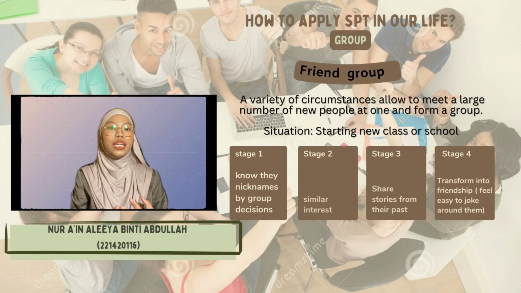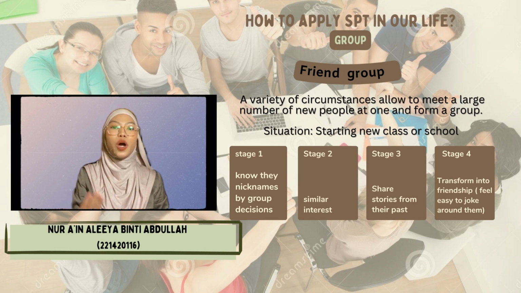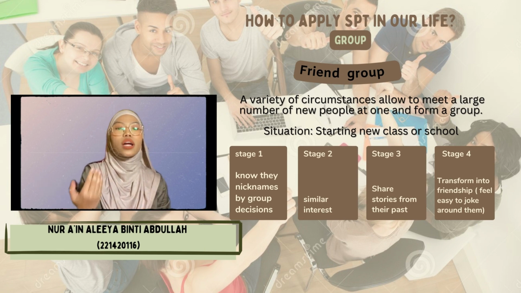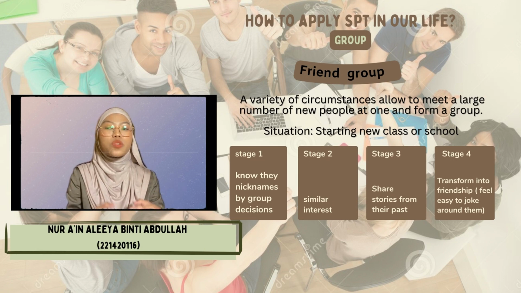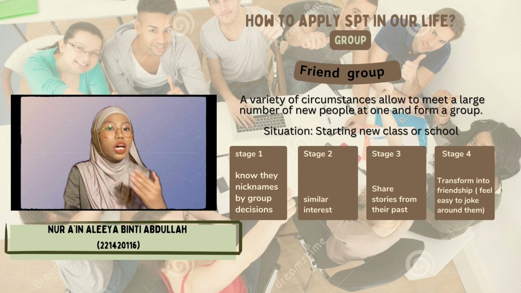Next, applying SPT in a friend group. A variety of circumstances allow us to meet a large number of new people at once and form a group. For example, when starting a new class or school, because in general most people don't have a social circle and they will try to get along through communication. Just as in a group discussion, they will try to have small talk. By that, they know each other's nicknames.